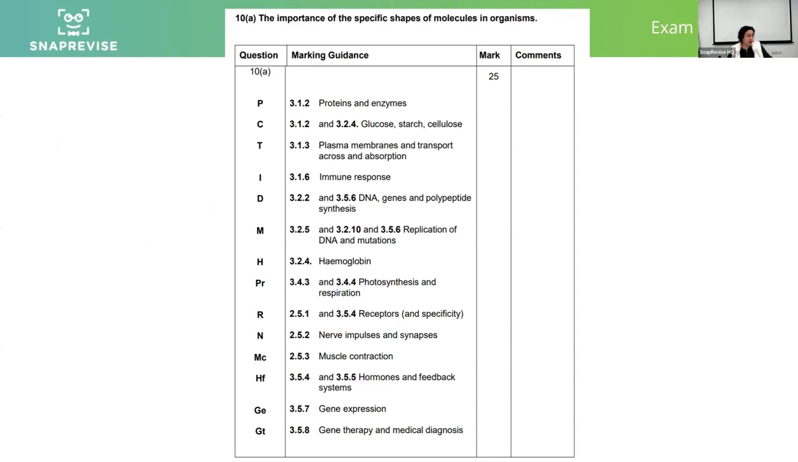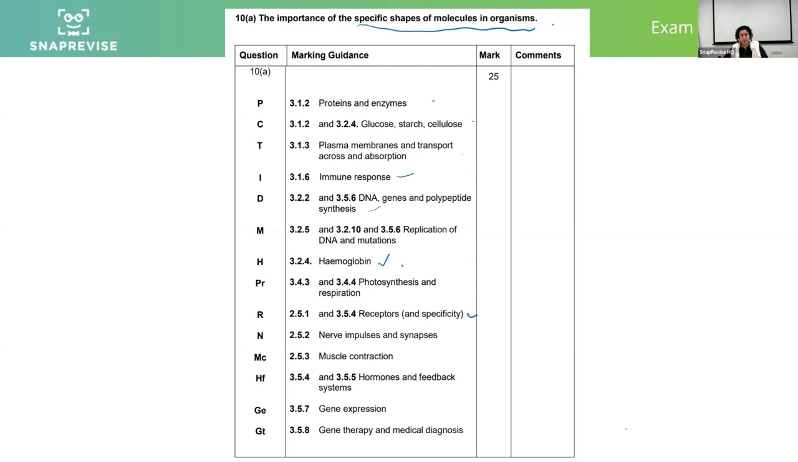As an example here, we have quite a brief mark scheme on the importance of specific shapes of molecules in living organisms, a very wide topic. If you notice here, there are just so many parts of the specification: proteins and enzymes, as in the shape and how they fit together; glucose and starch; the plasma membrane and transport, with specificity; the immune response, antibodies, antigens; the shape of DNA and its role in polypeptide synthesis; hemoglobin and the shape changes that it undergoes when it loads or offloads oxygen; receptors for hormones and their specificity. A lot of things.